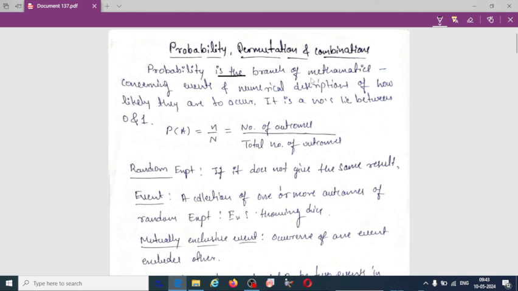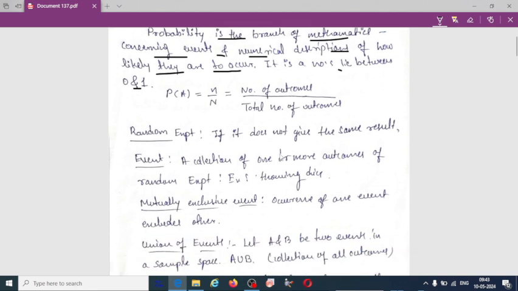Probability is the branch of mathematics concerning events and the numerical description of how likely they are to occur. So probability is related to the occurrence of an event and the numerical description of how it is going to occur. It is a number that lies between 0 and 1. The probability equation is given by the number of favorable outcomes to the total number of outcomes.